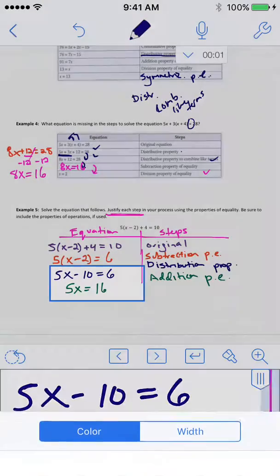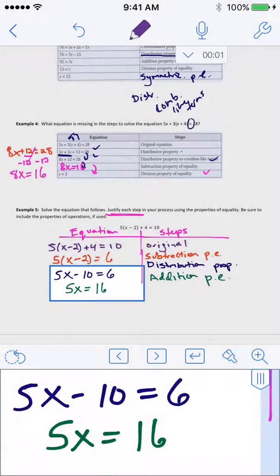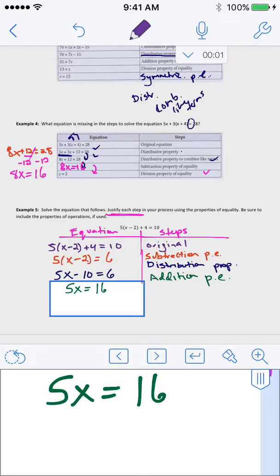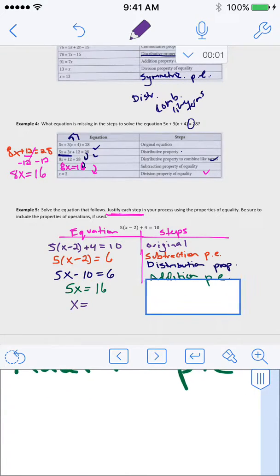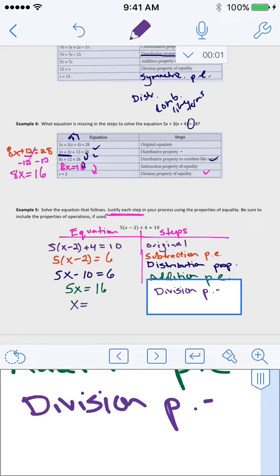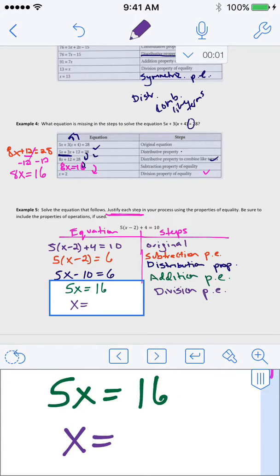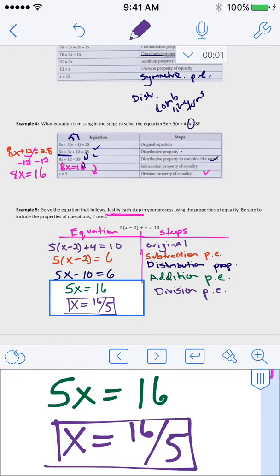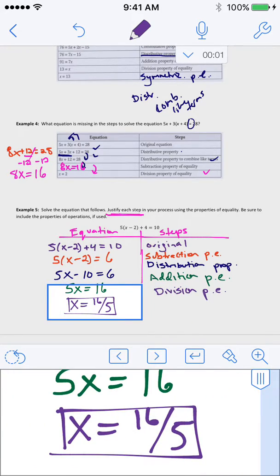And then finally, I want to use purple. Get rid of the 5 part, right? It's the only thing left next to the variable, so it is the farthest away. So I'll divide by 5. I end up with, oops, sorry. Just write down division, right? Because that's what I'm using. Division property of equality. And I end up with x equals 16 over 5 as my final answer. Awesome. Now, regardless of which way you had gone, you should have gotten the same thing. We end up with 16 over 5.